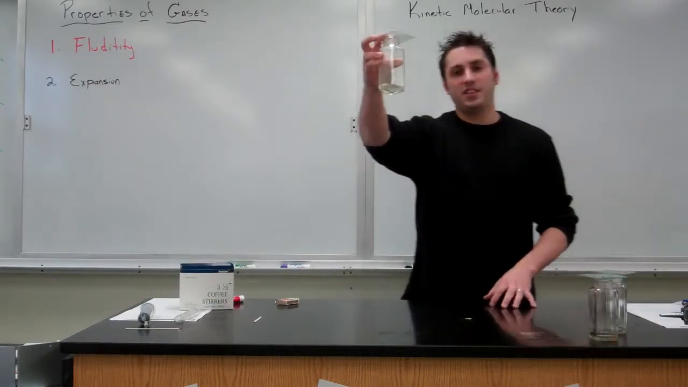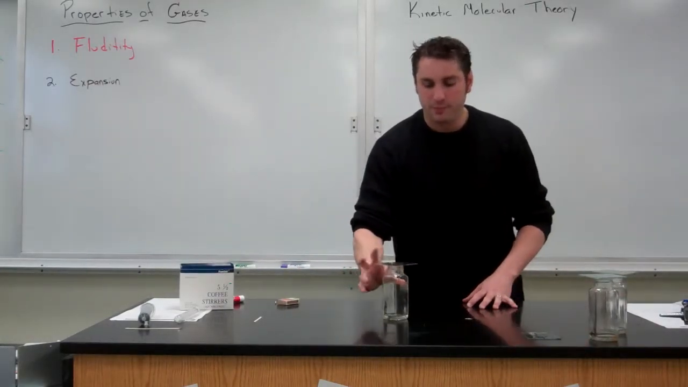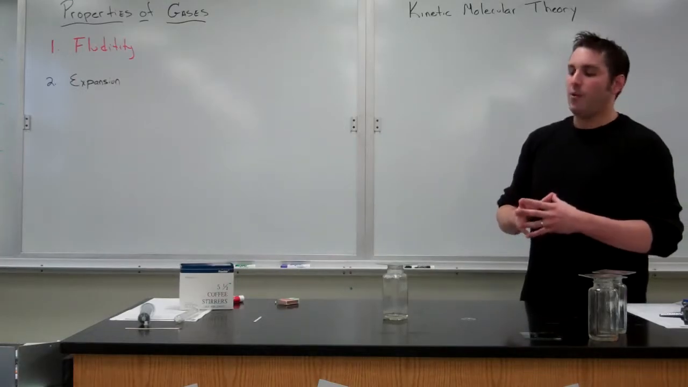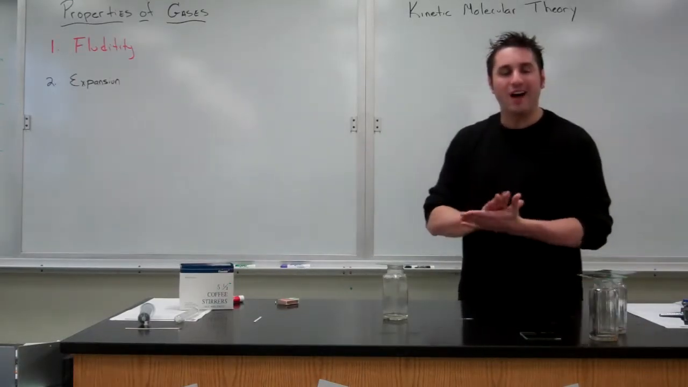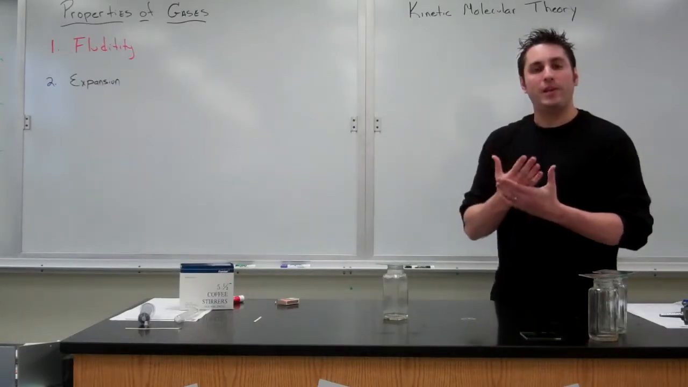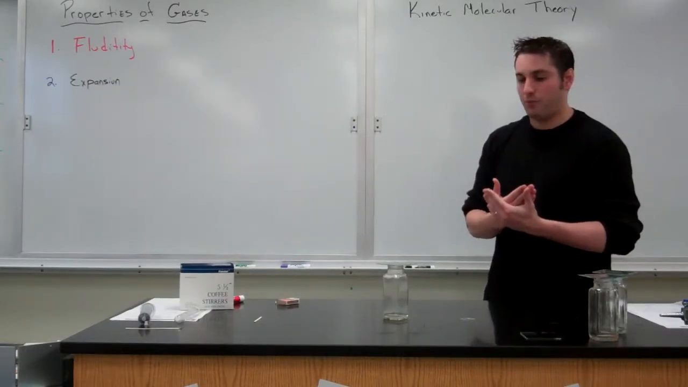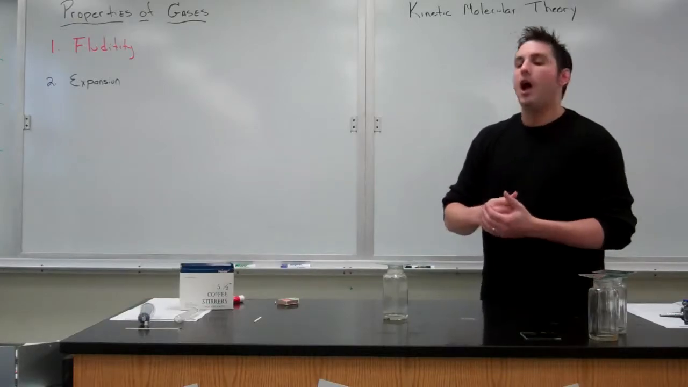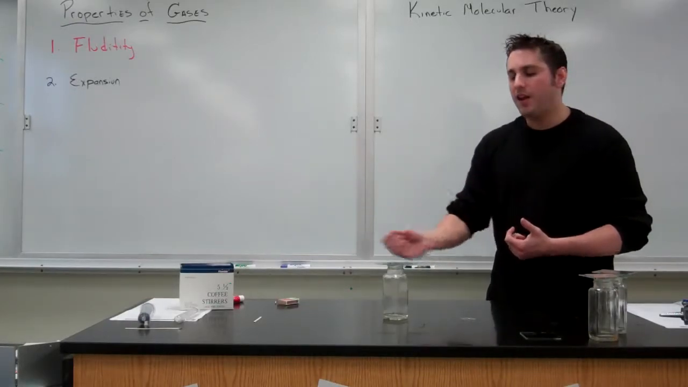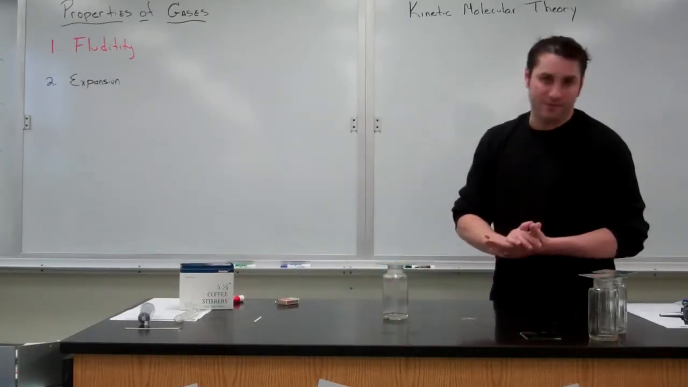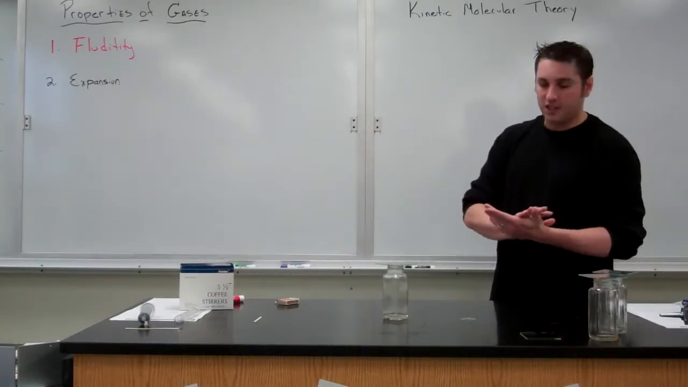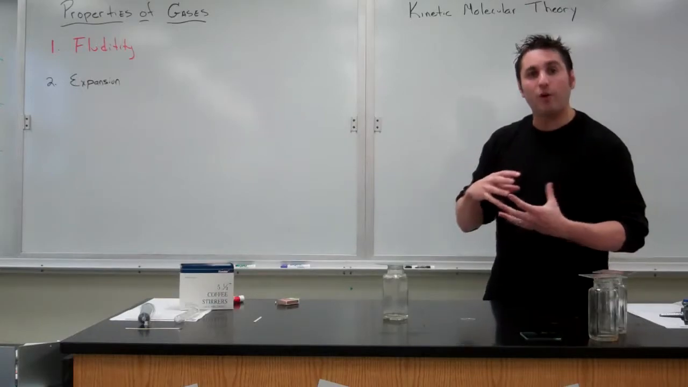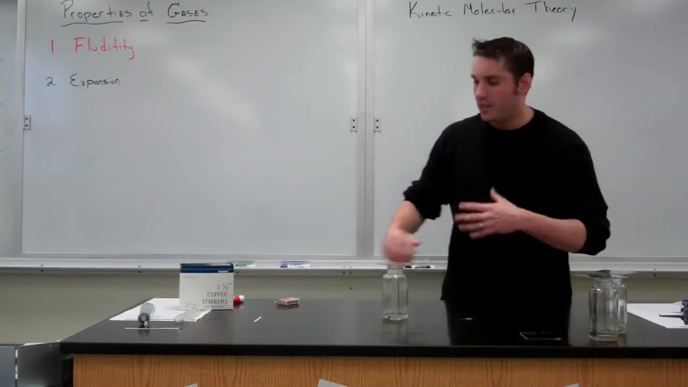I'm going to test this bottle for expansion. First thing that I'll do is put a lit splint into the top 5 centimeters of the bottle. If it relights, that tells us that there's oxygen present at the top of the bottle. I'll take it out, blow it out again, and then I'll put it toward the bottom 5 centimeters. If it relights at the bottom, that means that the oxygen has expanded to fill the entire container. Let's see what happens.